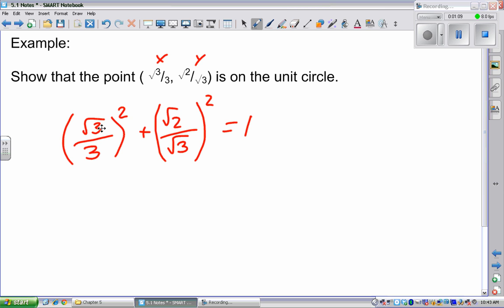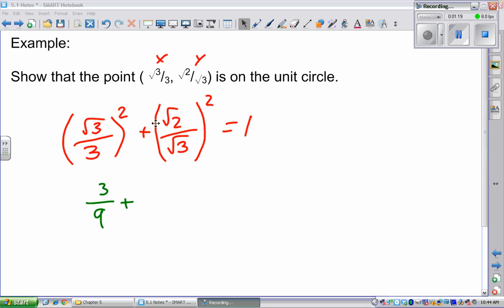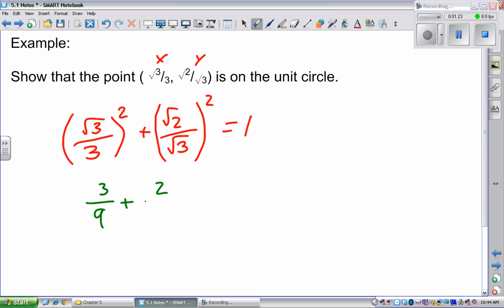So squaring just means we square the top and the bottom, so that's 3 over 9. And square root of 2 squared is 2. Square root of 3 squared is 3. 3 over 9 is 1/3 plus 2/3 equals 1. So yes, that is a point on the unit circle.